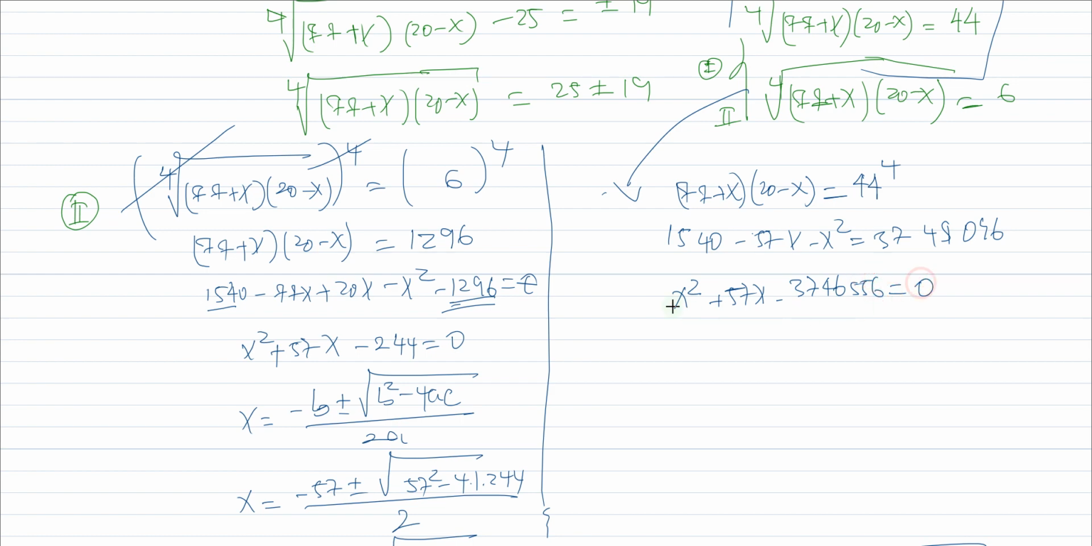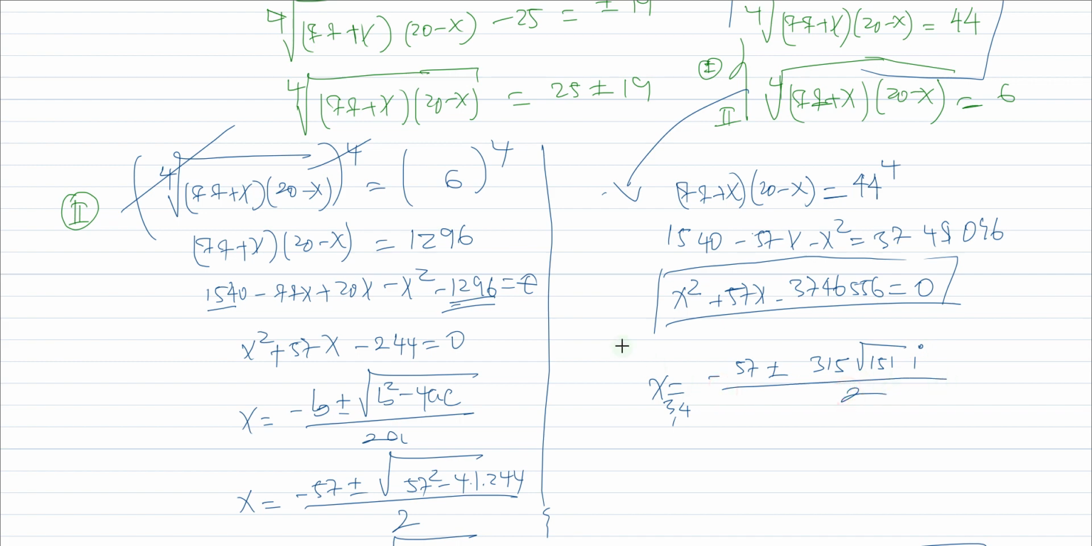So guys, we have this equation, and when we solve this equation, we're going to have imaginary solutions, and those solutions are going to be x3 and 4, which are going to be equal to minus 57 plus or minus 315 times the square root of 151 i, all divided by 2. So these are our imaginary solutions.